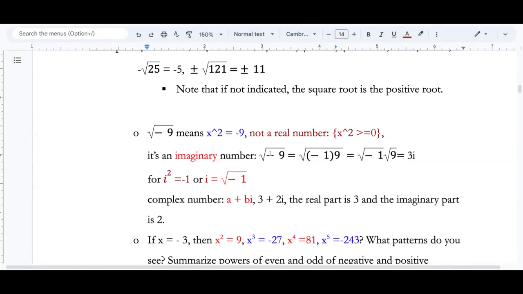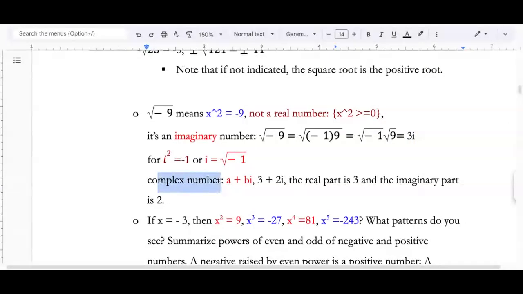So let's see this. What is the square root of negative 9? That's the square root of negative 1 times 9. What's the square root of negative 1? That's i. The square root of 9 is 3, so that's 3i. All right? 3i.